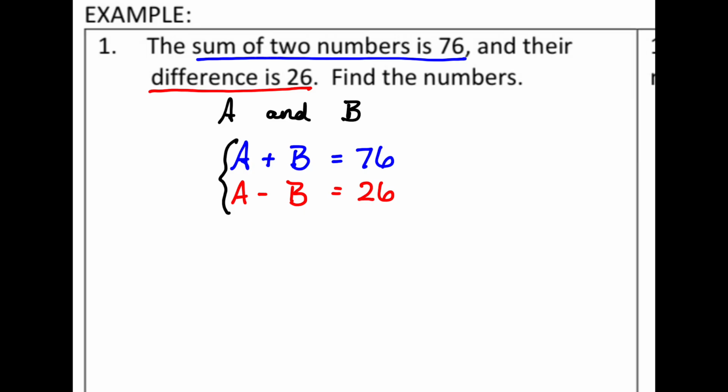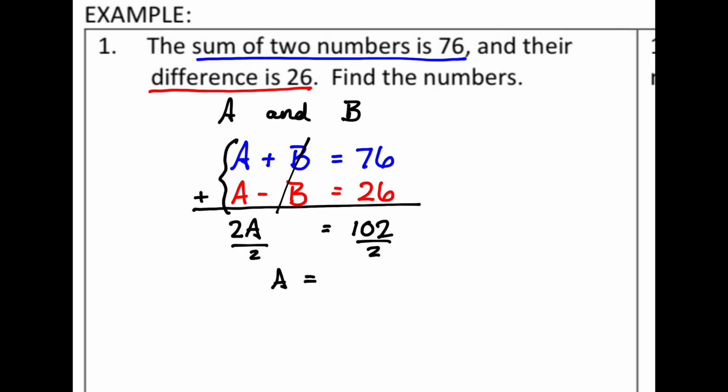At this point, you can solve it any way you want. You could graph it if you wanted to, but I don't know why you would. I'm going to use linear combination because if I add it right now, the b's will cancel. So now I have 2a is equal to 102. Divide by 2, and I get a is 51. So I've found one of the two numbers.